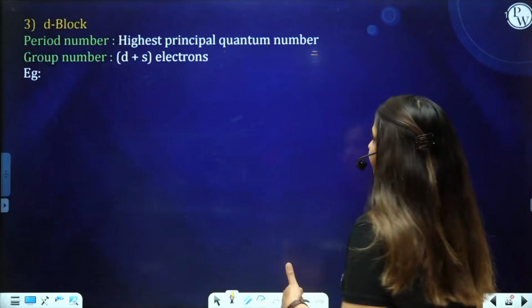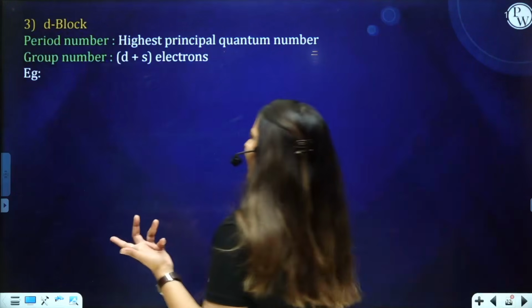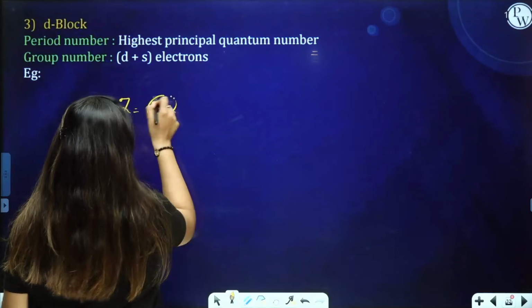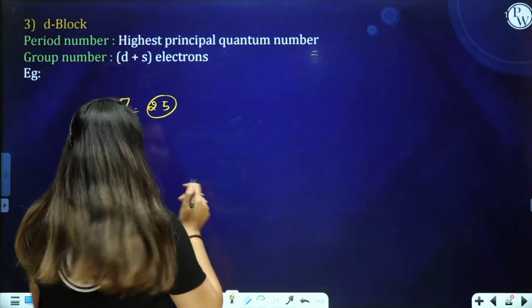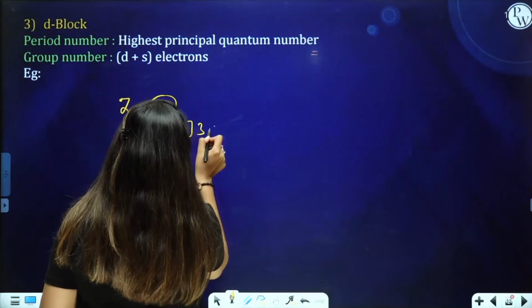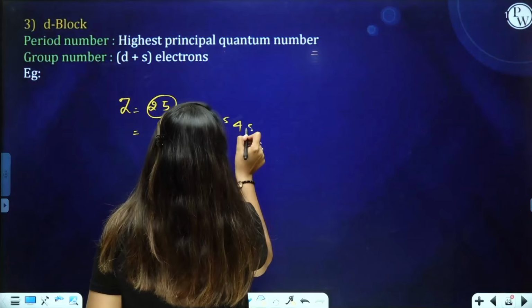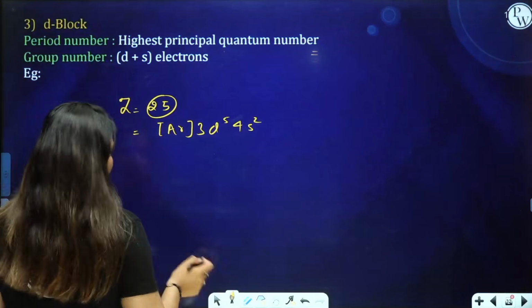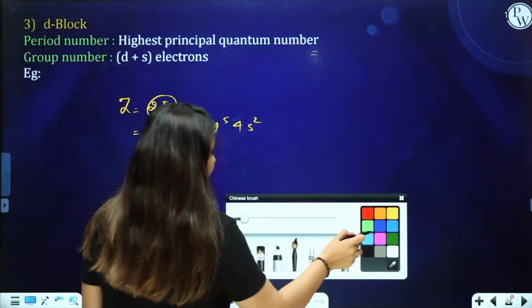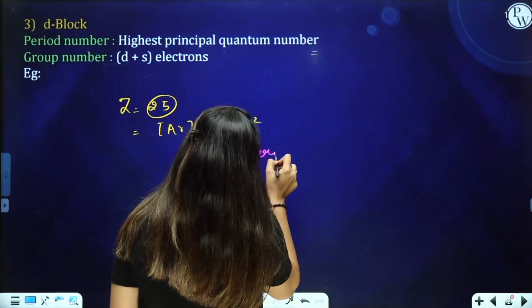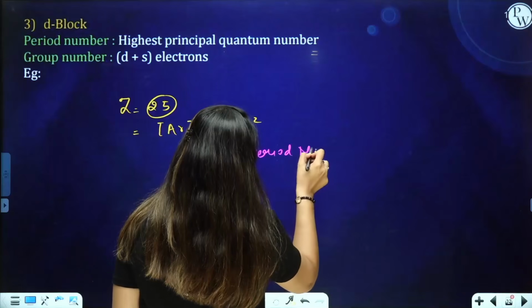After that we have d block elements. Let's say I have an atomic number, my favorite for the d block elements, 25. Electronic configuration: argon 3d5 4s2. Or you can write the total open electronic configuration also. Just have a look at the highest principal quantum number, which is 4. So simply you can have your period number as 4.